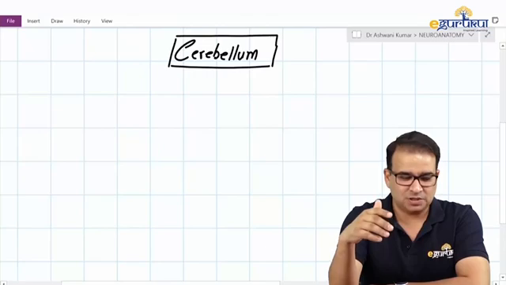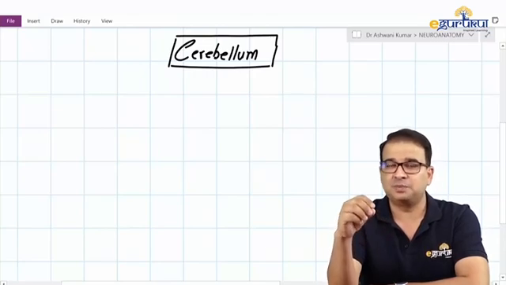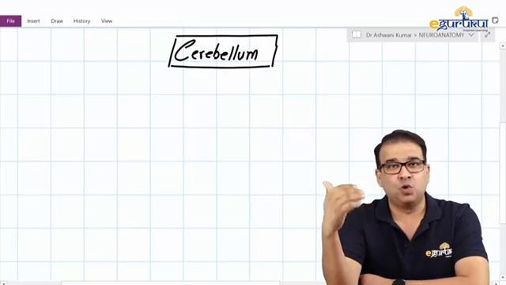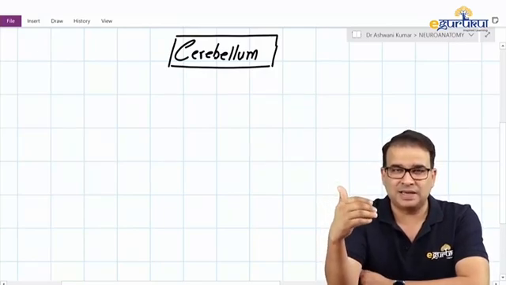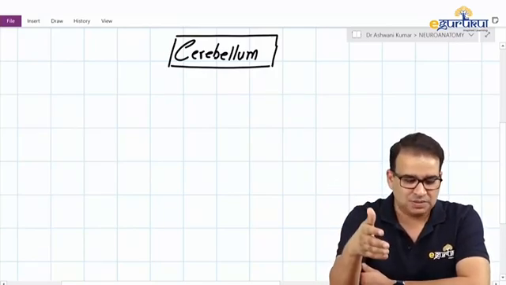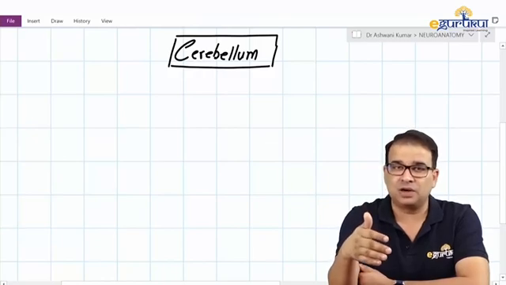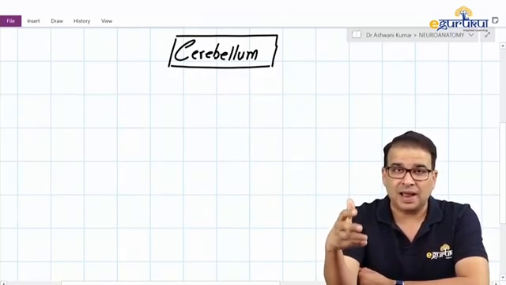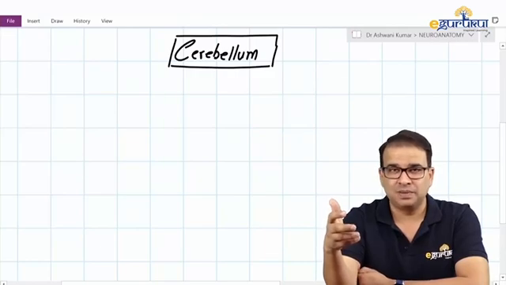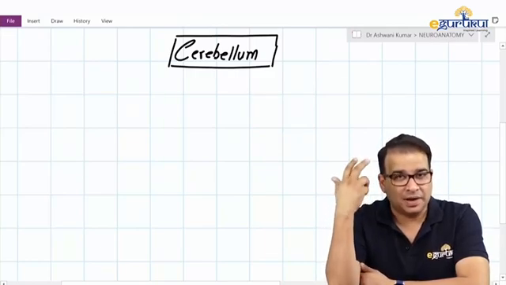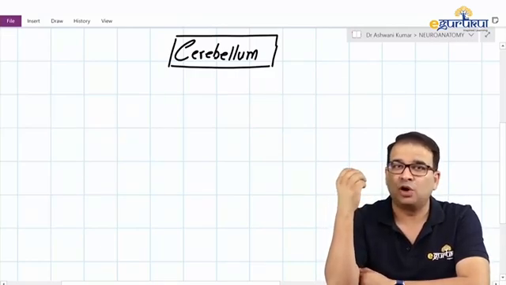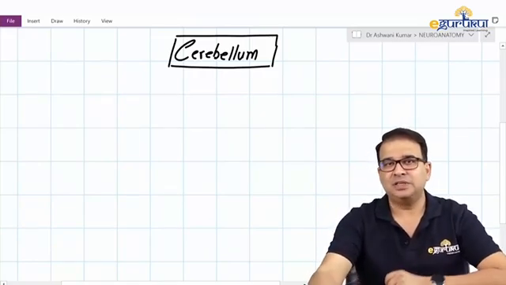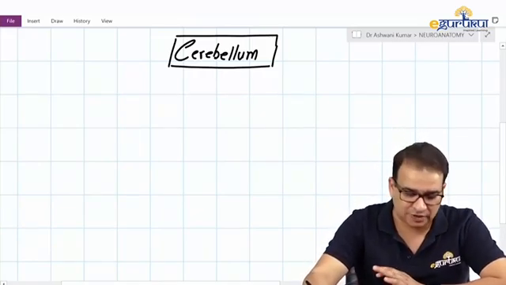Well, one of the classifications of the cerebellum is based on its evolution. The part of the cerebellum which is oldest to develop is called the archaeocerebellum. The one which comes after that, the next to appear, is called the paleocerebellum. And the most recent, the largest and the most advanced part of the cerebellum, which is having a connection with the cerebrum, is what you call the neocerebellum. So let's understand the anatomy of the cerebellum first on the basis of its evolution.